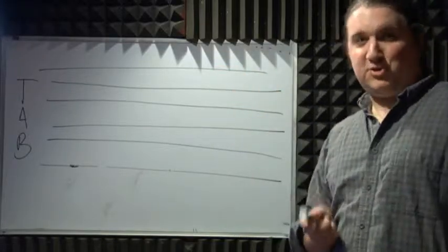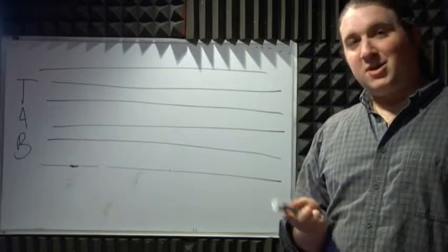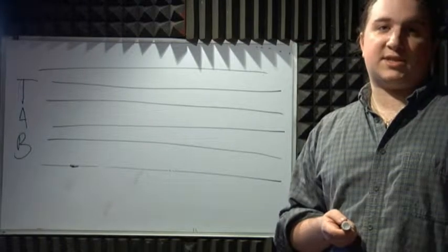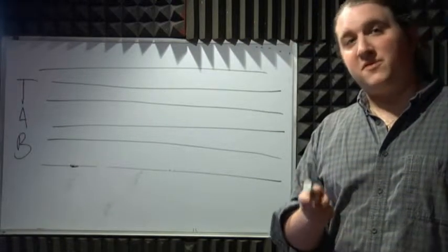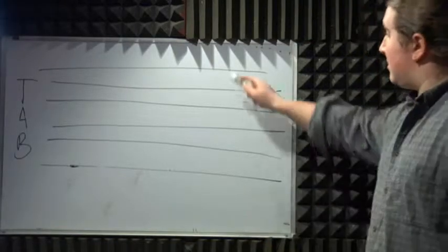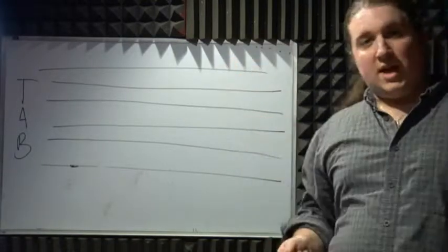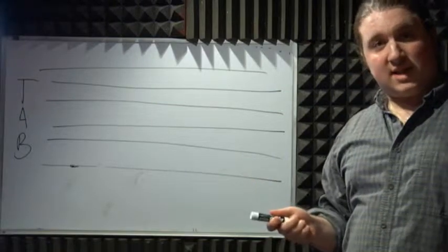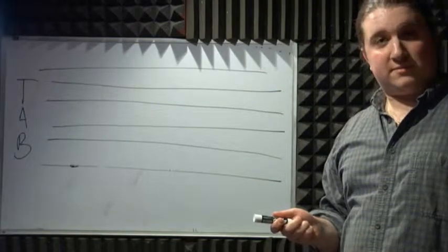Now here's where it gets a little tricky and confuse people. Those 6 lines represent the 6 strings. The top line represents your first string, the high E string on the guitar. And then you move all the way down to the 6th line where you get to the low E string.